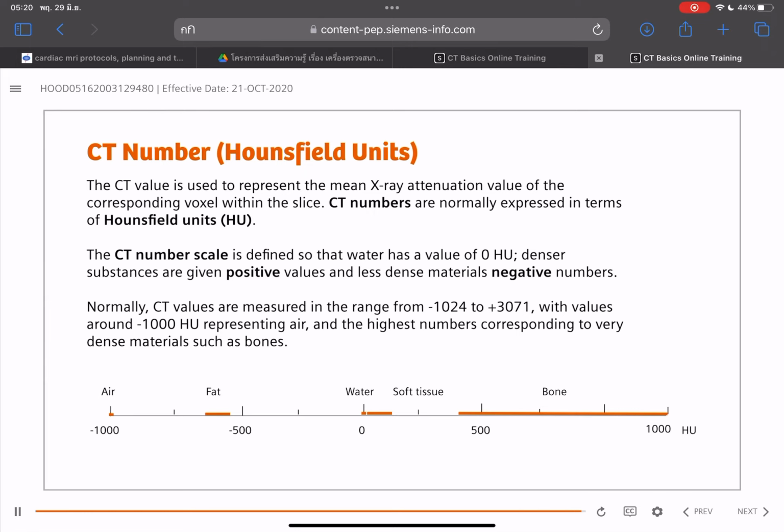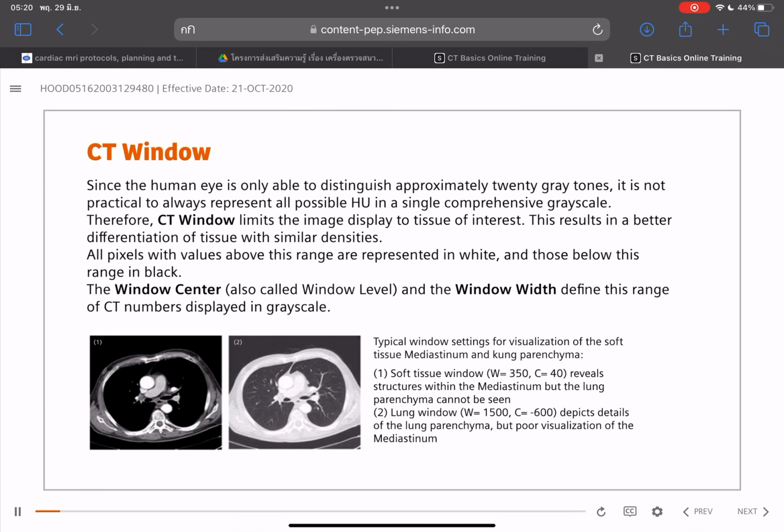Since the human eye is only able to distinguish approximately 20 gray tones, it is not practical to always represent all possible Hounsfield units in a single comprehensive grayscale. Therefore, the parameter CT window limits the image display to tissue of interest. This results in a better differentiation of tissue with similar densities. All pixels with values above this range are represented in white, and those below this range in black. The window center, also called window level, and the window width define this range of CT numbers displayed in grayscale.